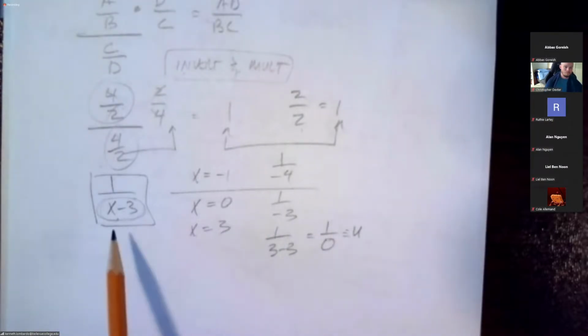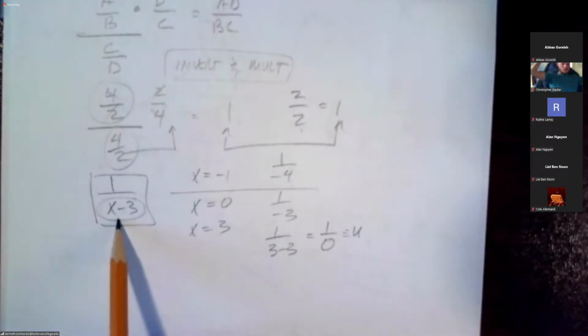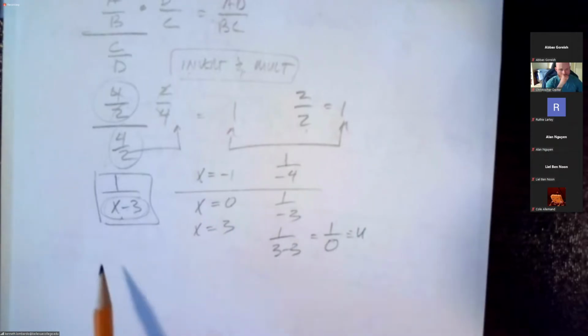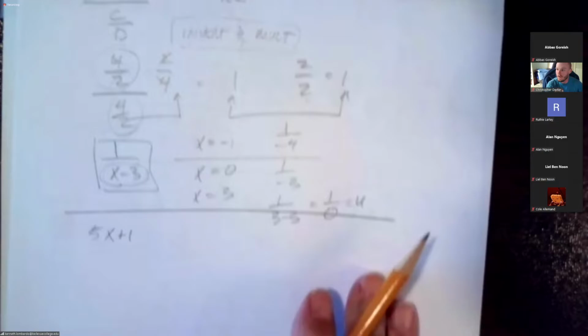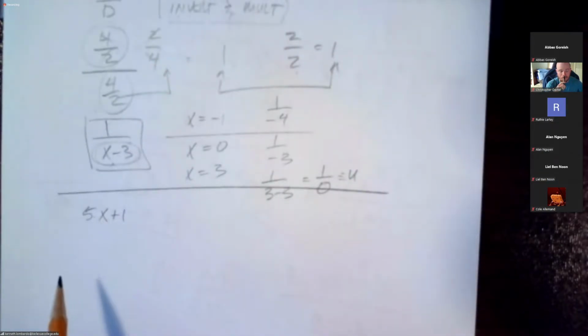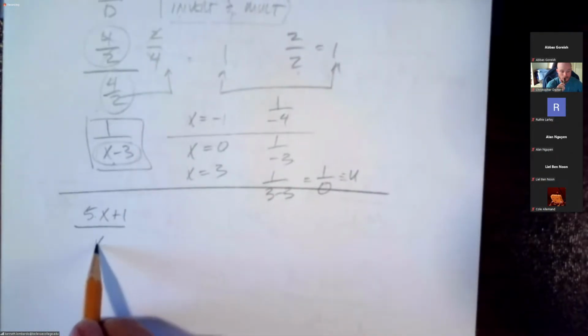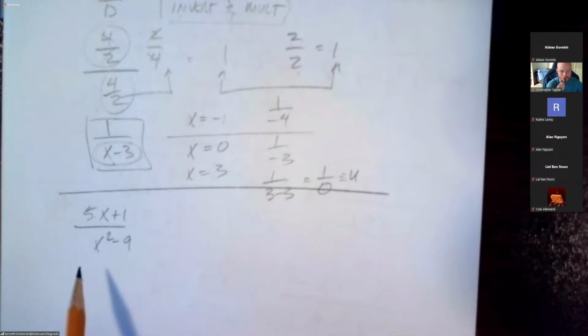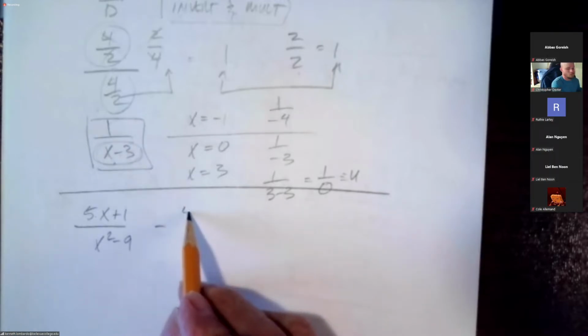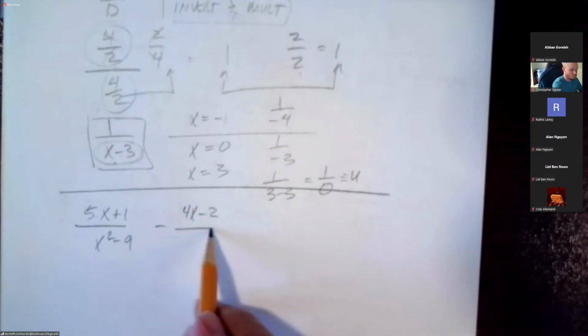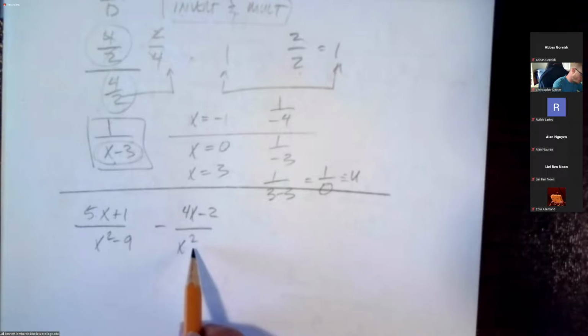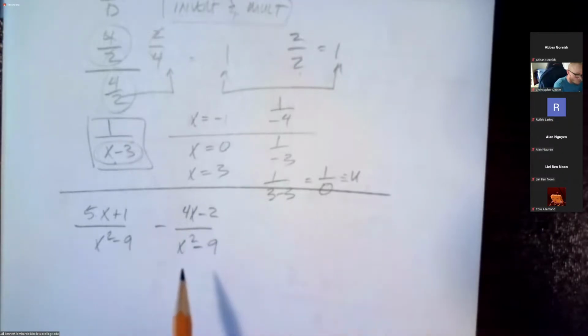All right. Let's see. What would be another good one here? What if I have 5x plus 1 divided by x squared minus 9. And I want to subtract from that 4x minus 2 divided by x squared minus 9.